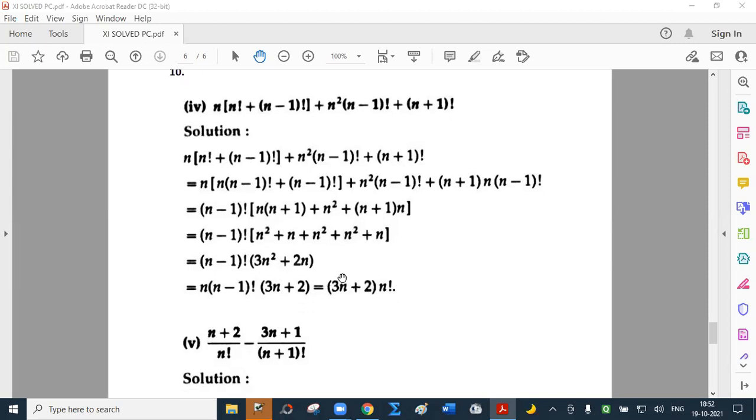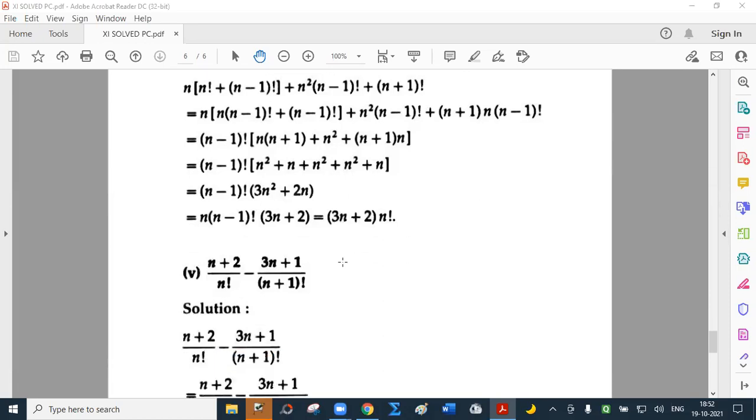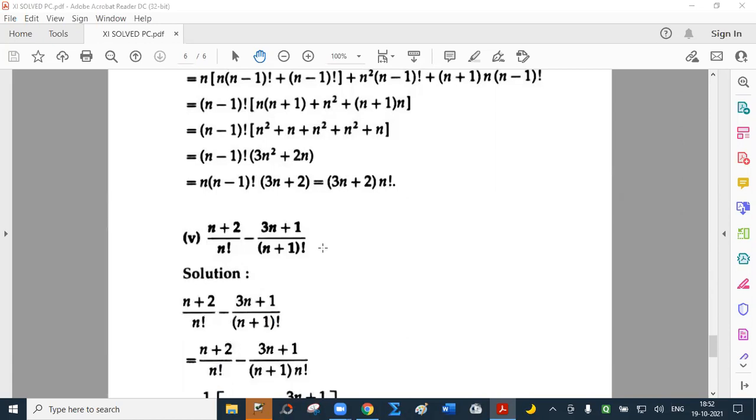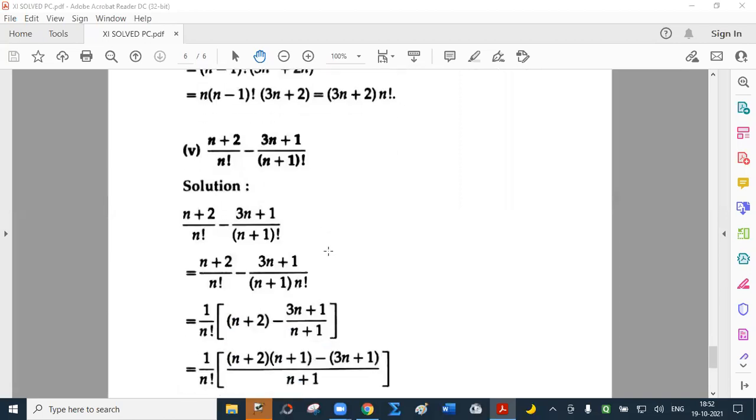See, I'll give some time to go through the solution once again. But let me explain the fifth also. n plus 2 upon n factorial minus 3n plus 1 upon n plus 1 factorial. Now, n plus 1 is greater than n. So n plus 1 factorial is n factorial into n plus 1. See, I think what I write can be understood more easily. Factorial of the greater is factorial of 1 less into that number.